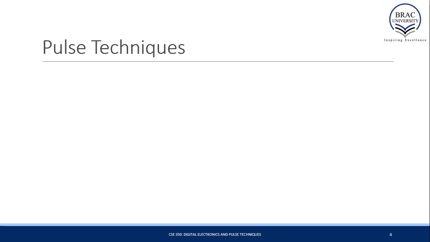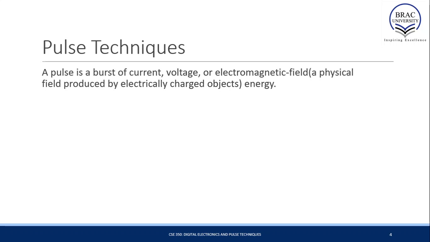Now let's discuss the pulse techniques. What is a pulse in our context? To put it in simple words, a pulse is a burst of current, voltage or electromagnetic field energy. Electromagnetic field refers to a physical field produced by electrically charged objects. But our discussion will mainly be confined only to voltage or current.